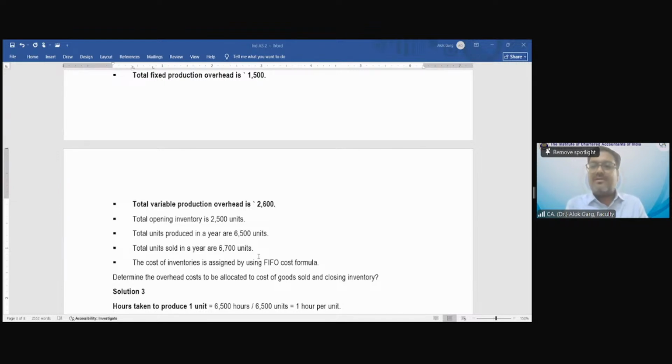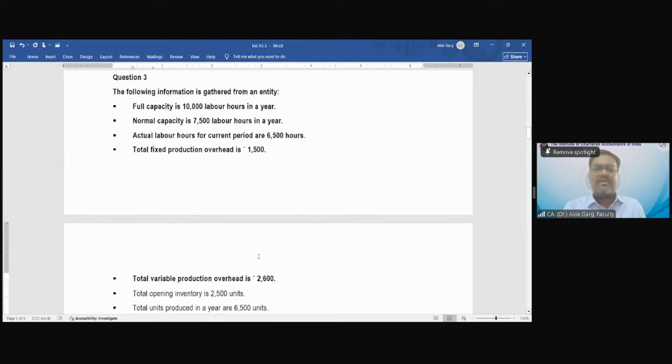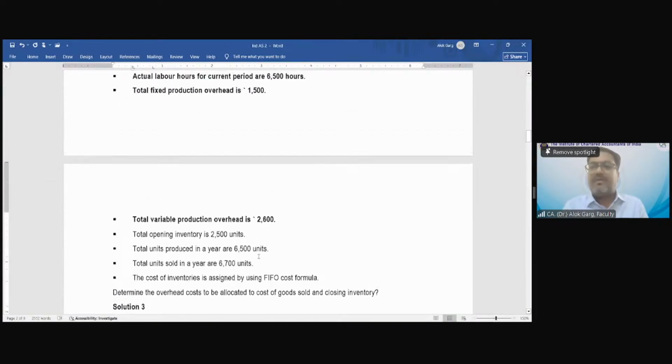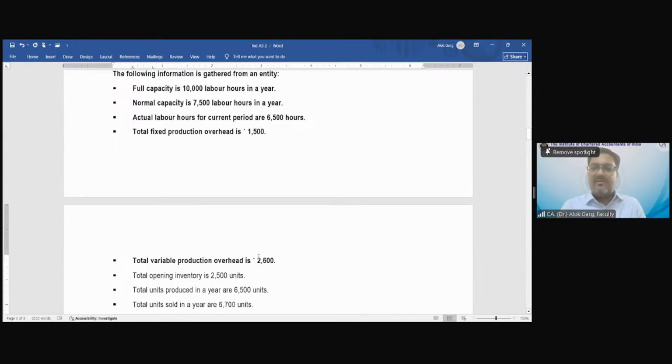What is the actual production? Actual production is 6500 units. What is the fixed overhead per unit? 20 paise. So 6500 multiplied by 20 comes out at 1300. Where will the remaining 200 go? It will be recognized in PNL.